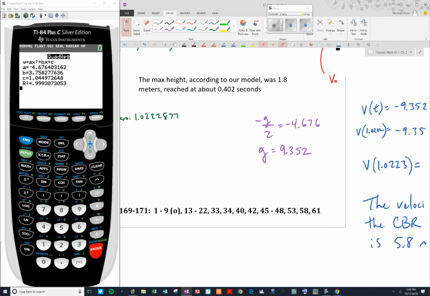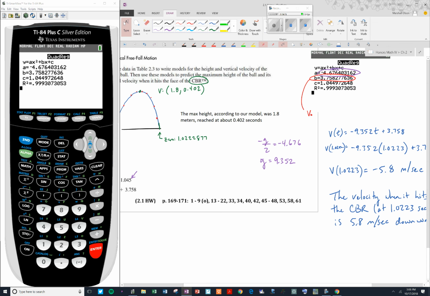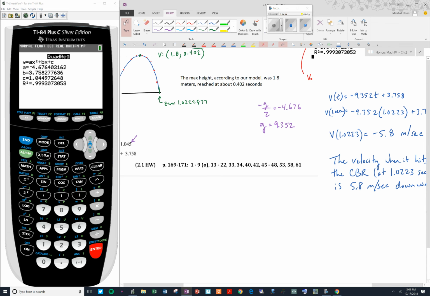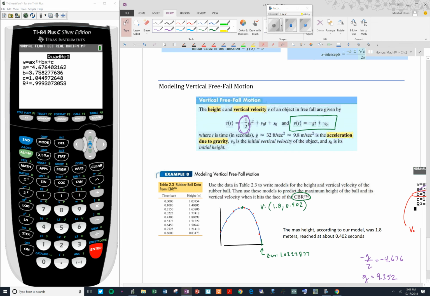I don't know if we are going to run into a lot of problems like this where we're actually doing regression and then using these equations, but you should feel comfortable using, for sure, this equation here that we use a ton in Algebra 2 with either negative 16 or negative 4.9 as your leading coefficient.